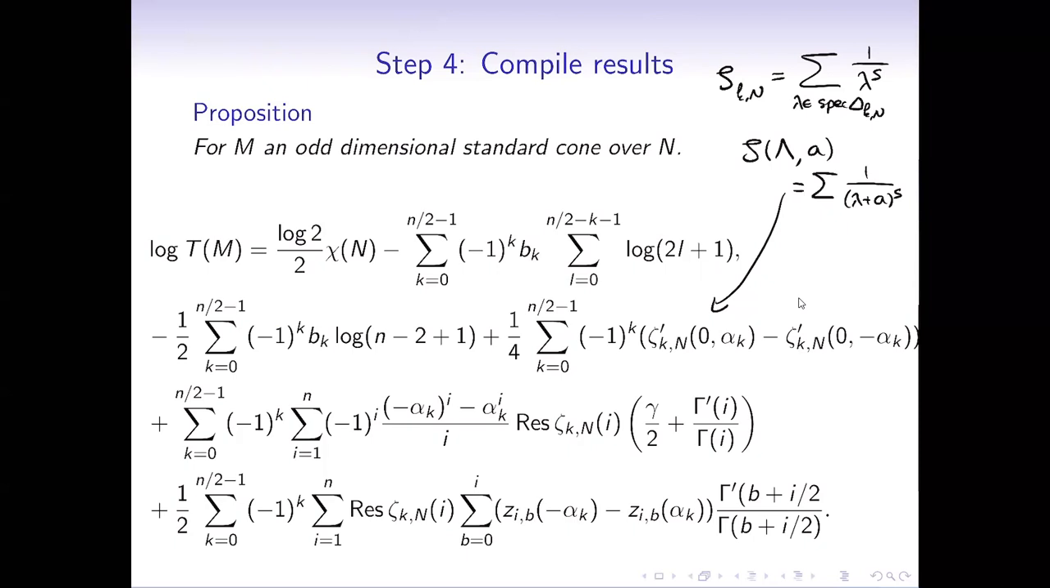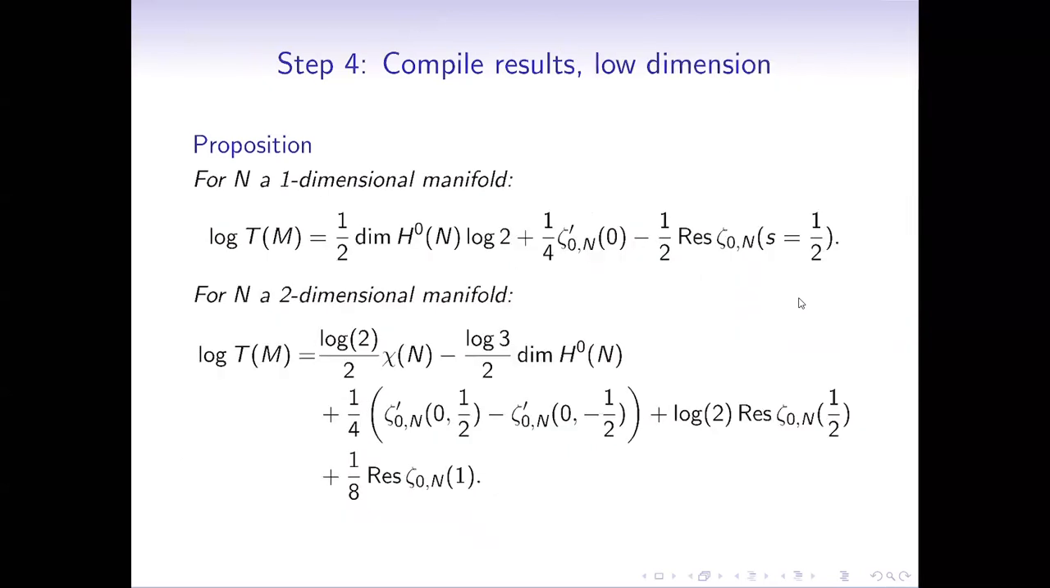Okay, but this is a nasty formula. It's nice that we can compute it in generality, but let's look at the lower dimensional cases. So for a one-dimensional manifold, it's all a lot nicer. We just get this nice formula. For a two-dimensional manifold, it's a little bit more complicated, but still pretty okay. And then once we have this formula, it's fairly straightforward to get to the analytic torsion of a party hat.